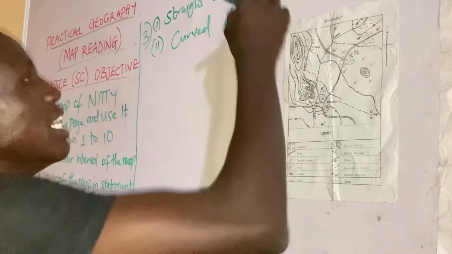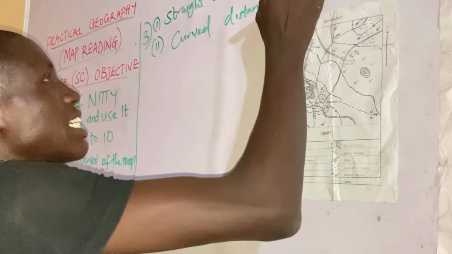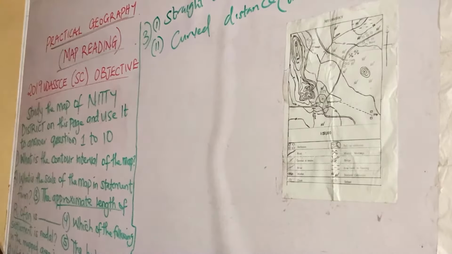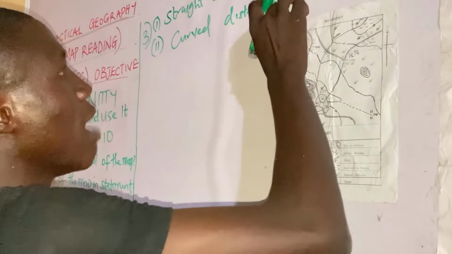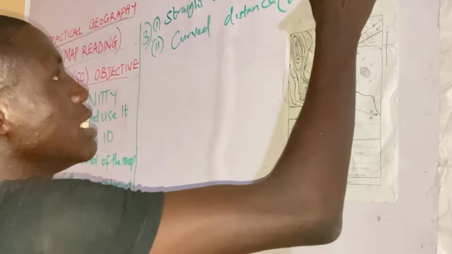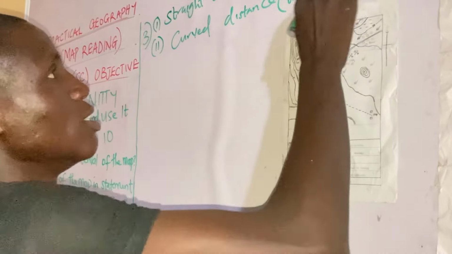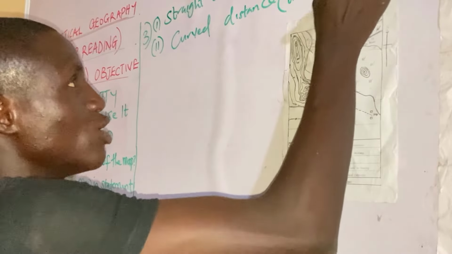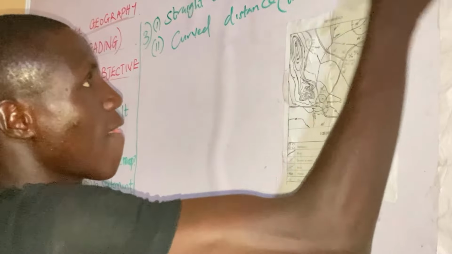Number one, the most acceptable way, is to use thread. A piece of thread is one of the most accurate tools that we use for measuring curves on a map. We can use a divider. Divider also is acceptable if you are good at using it. And we can also use the edge of a paper.